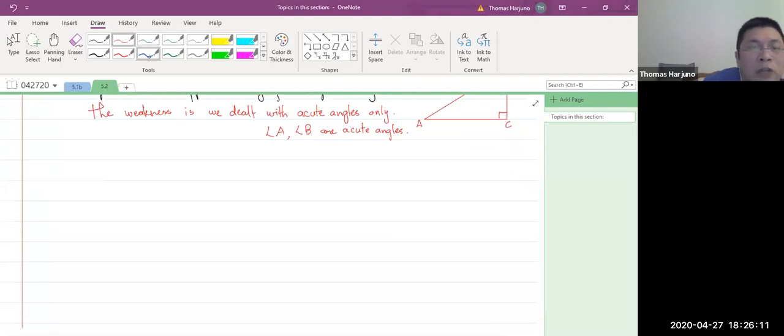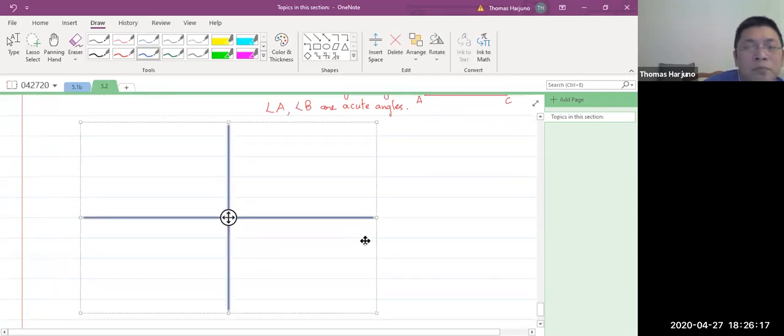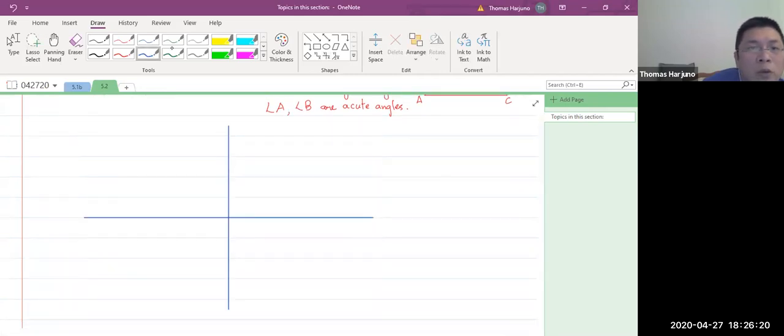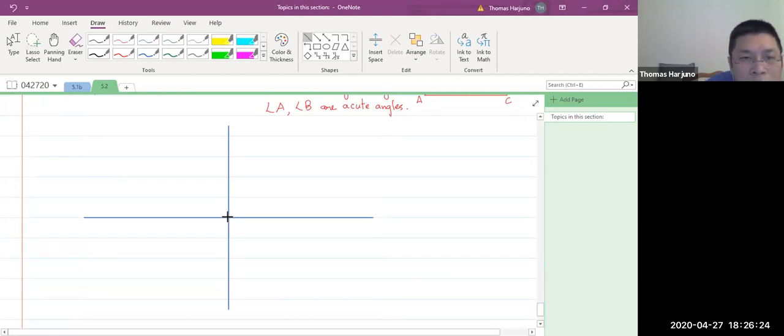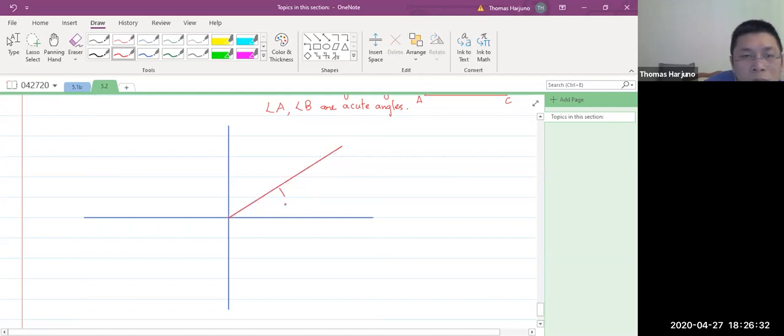Now then we will introduce a new point of view. Suppose I have a rectangular coordinate system, okay, and we have an angle in standard position. Now, I hope you still remember an angle in standard position. From the positive x-axis to the terminal side with vertex at origin.